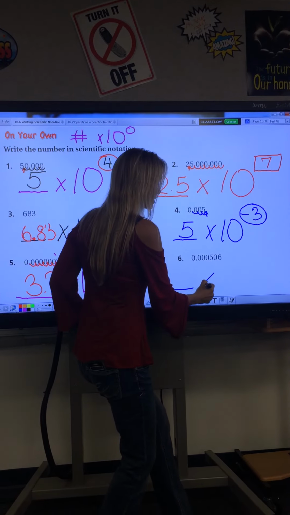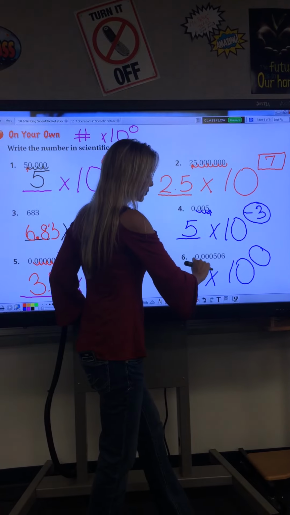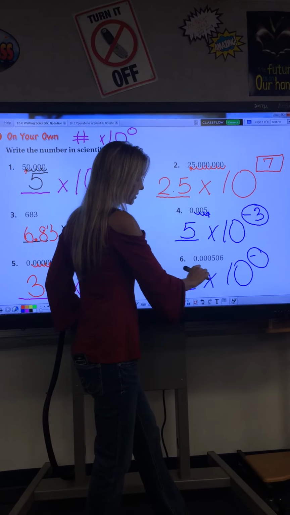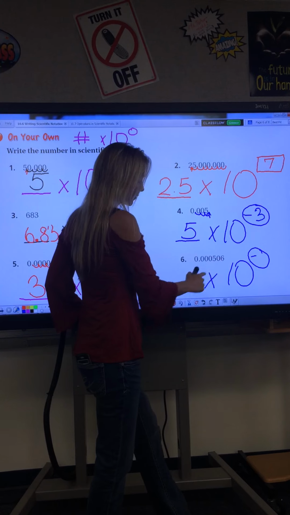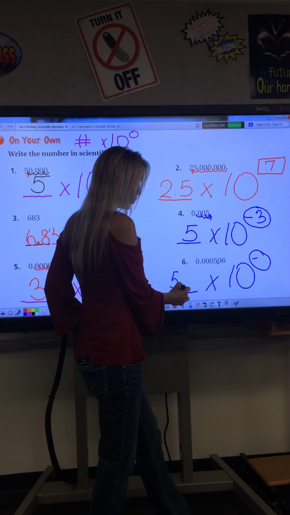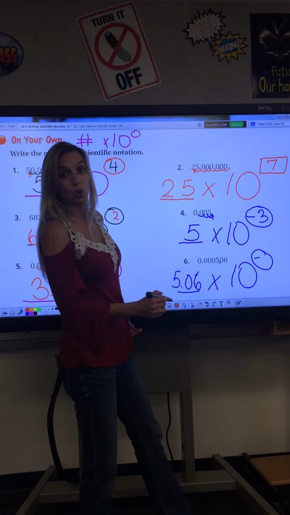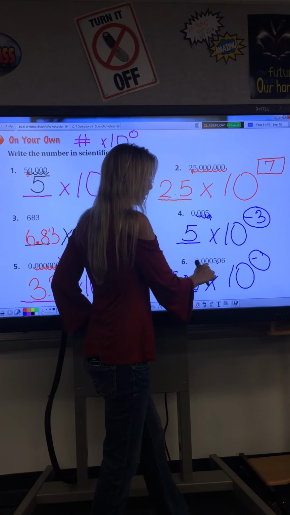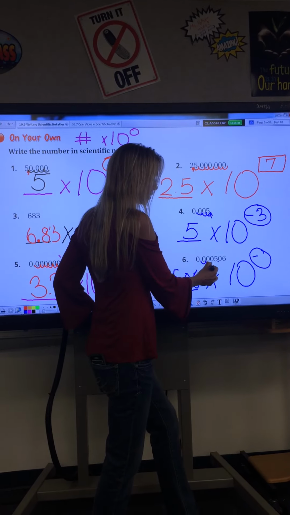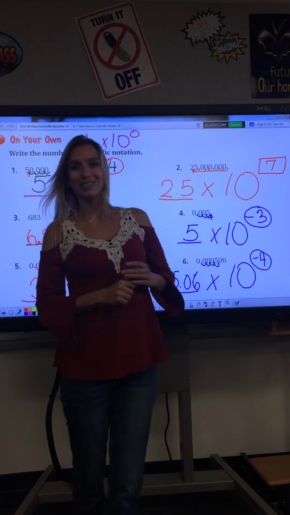A number times 10 to an exponent. The exponent, again, is negative because this is a decimal. The first counting number is the 5, so it's going to be 5.0. And look, there is a number 6, so you have to make sure you incorporate it in there. How many places did we move it? 1, 2, 3, 4. 4 decimal places, and there's our answer.